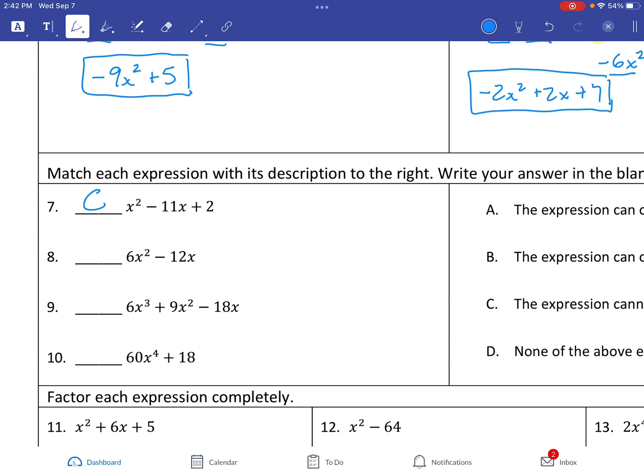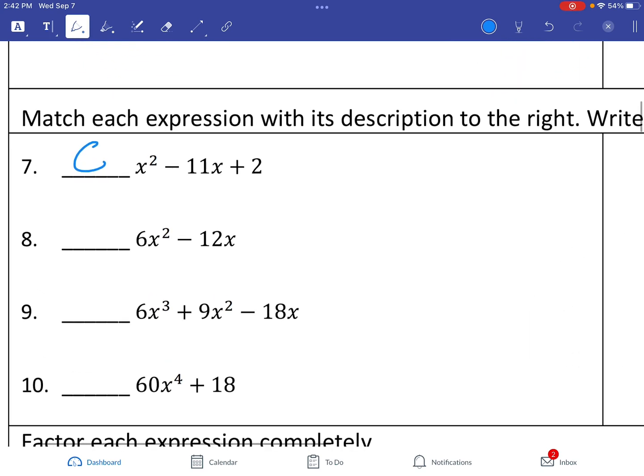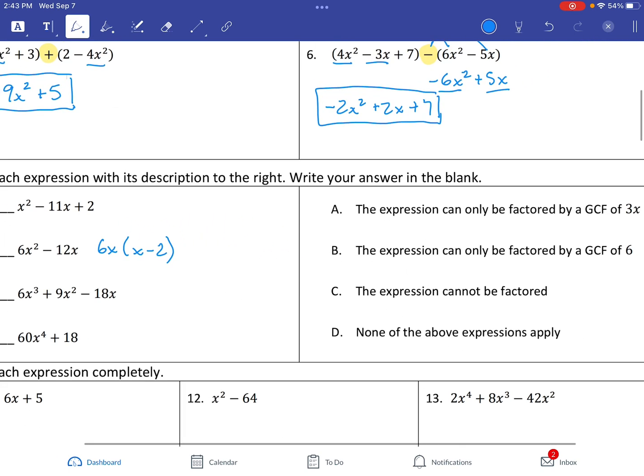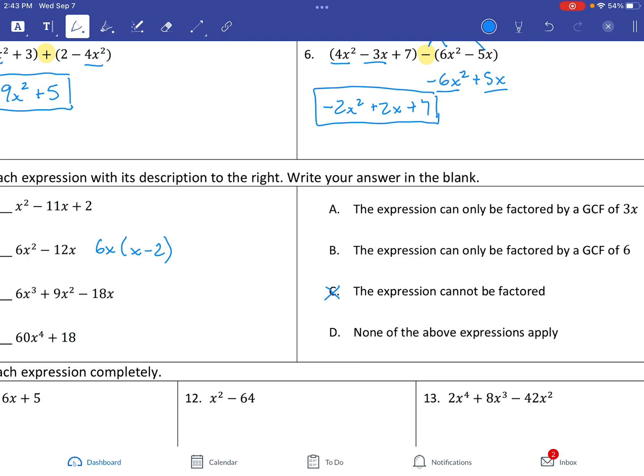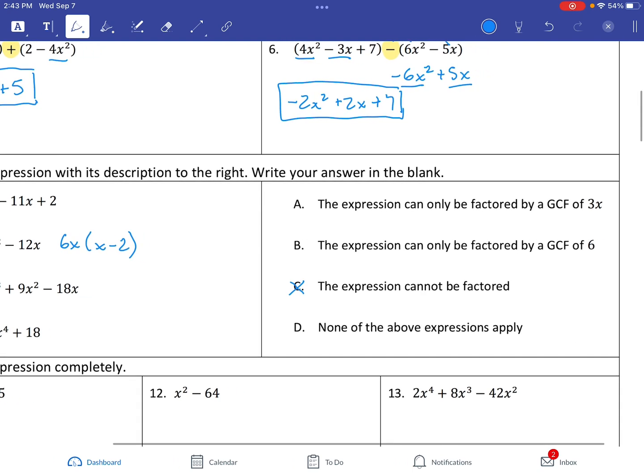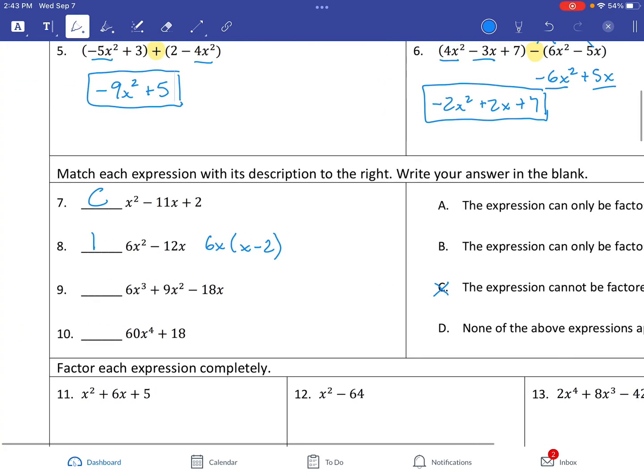All right. The next thing, number 8, 6x squared minus 12x. Well, I can take a 6 and an x out. I'll be left with x minus 2. So let's check over here. So we've done C. The expression can only be factored by a GCF, a greatest common factor of 3x. Well, we did 6x. B is the expression can only be factored by GCF of 6. Well, we did 6x. And then D, none of those apply.